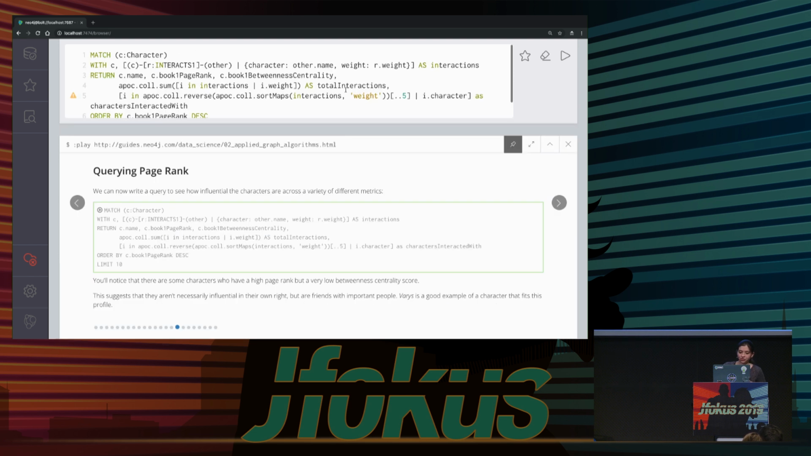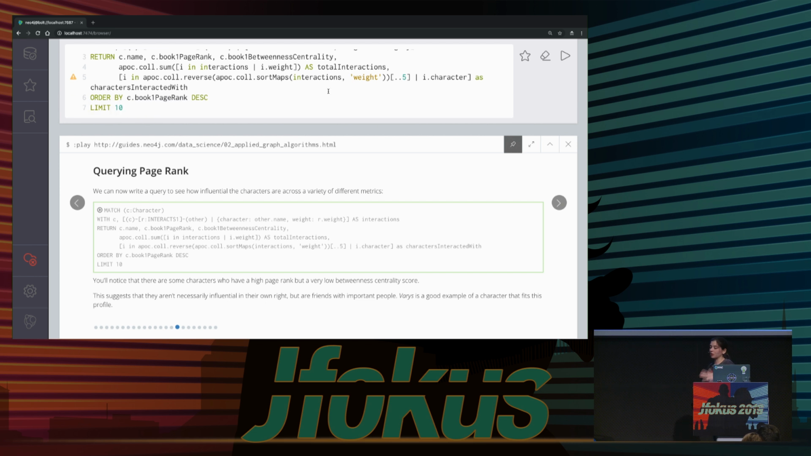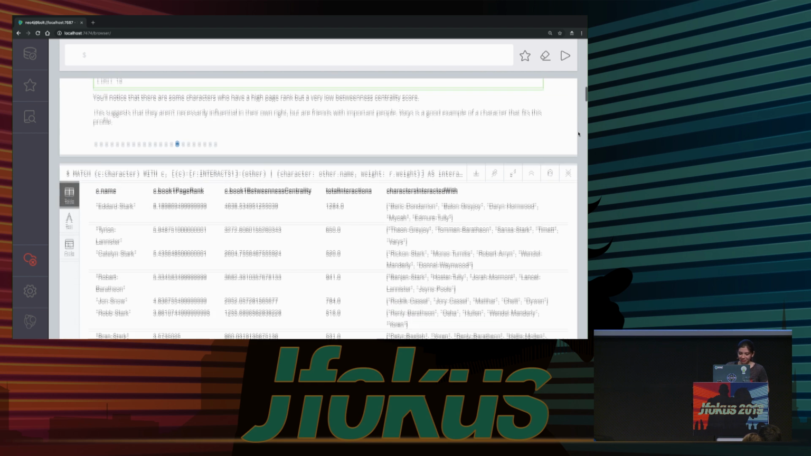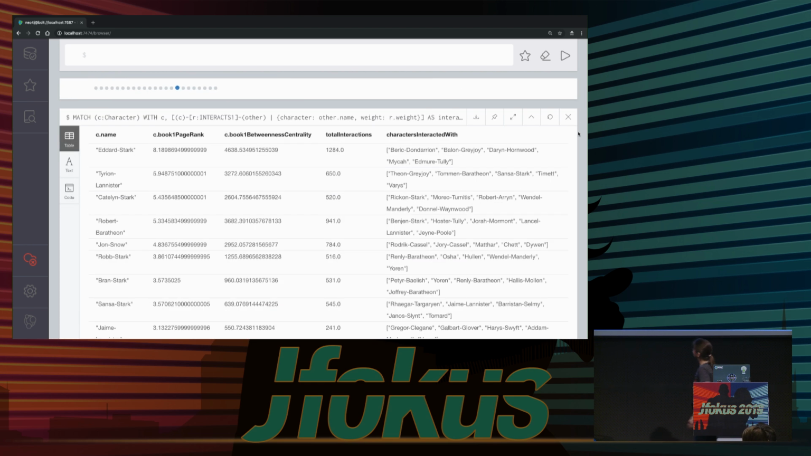So if I were to query PageRank, I'm going to look at characters. Basically, I'm also going to sum up the interactions here, total them up, look at the characters they interacted with the most, and then just pull book 1 PageRank, and then order by top 10 and just pull those out. So I'm going to look at the top 10 PageRank. Eddard Stark still tops the list. Good grief. So he's still high up on all of our scores, so he probably is a very important character.